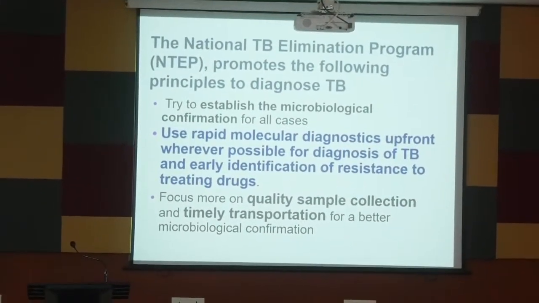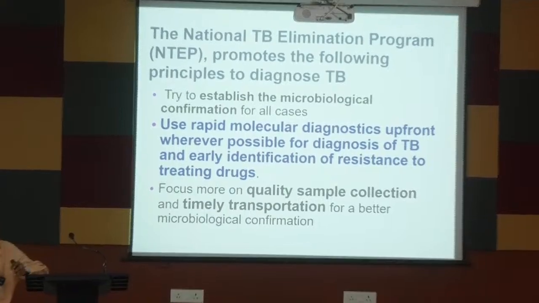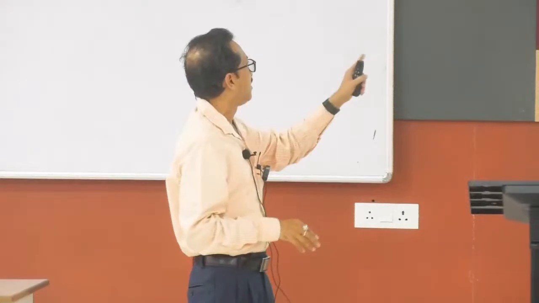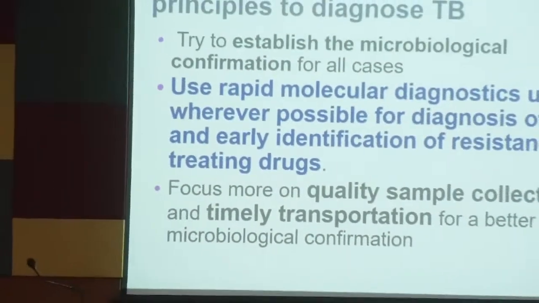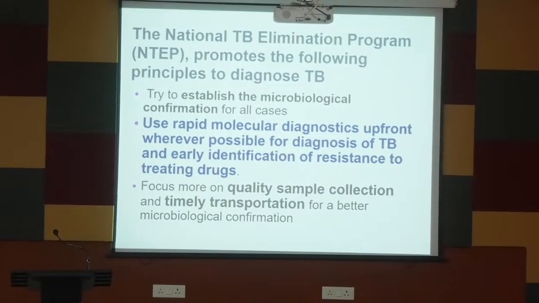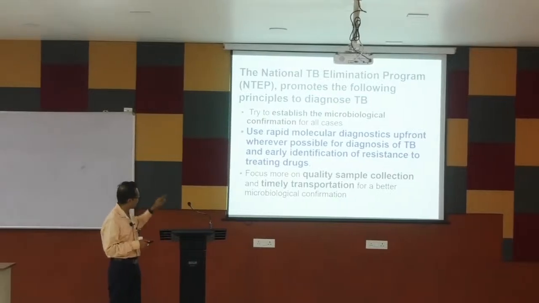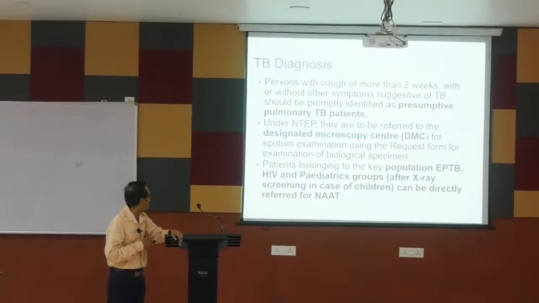What are the main principles of diagnosis of TB? One is to try to establish microbiological confirmation in all cases. Previously, we sometimes used empirical anti-tubercular drugs, but with the advent of diagnostics, molecular tests are coming up, so we are not trying to give empirical anti-TB treatment without microbiological confirmation. The first principle is microbiological confirmation of all cases. Use rapid molecular diagnostics upfront, wherever possible, for diagnosis of TB and early identification of resistance to treating drugs. And focus more on quality sample collection and timely transportation. So the sample must be optimum, with quality collection and timely transport. These are the three main features given in the National Tuberculosis Elimination Program for diagnosis of tuberculosis.